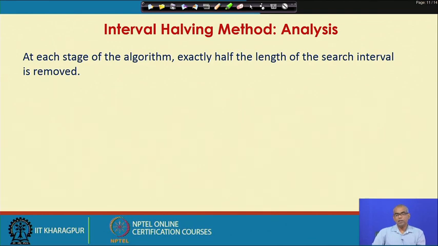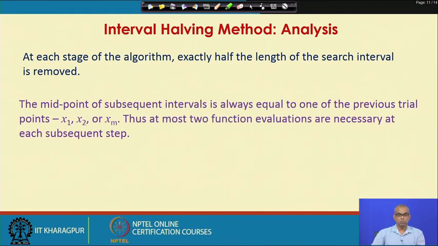At each stage of the algorithm, exactly half the length of the search interval is removed. The midpoint of subsequent intervals is always equal to one of the previous trial points x1, x2 or xm. Thus, at most 2 function evaluations are necessary at each subsequent step.